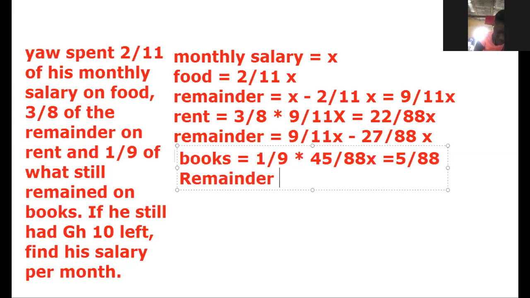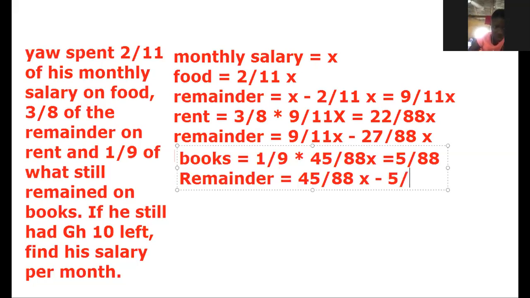The remainder after everything will be equal to this 45 over 88x. That's the previous remainder, 45 over 88x. I hope you are writing it down. Okay. 45 over 88x minus the amount for books.